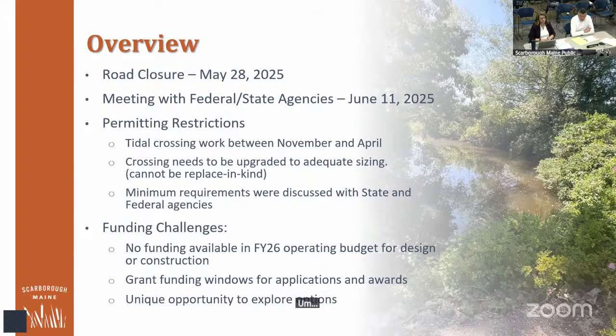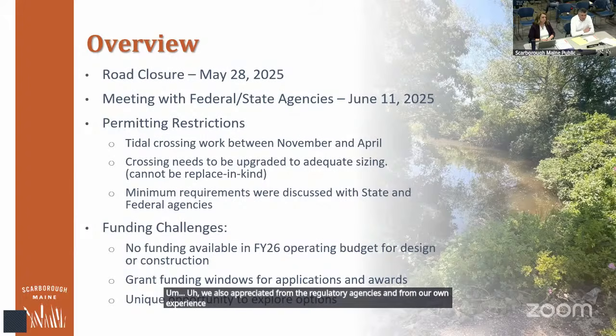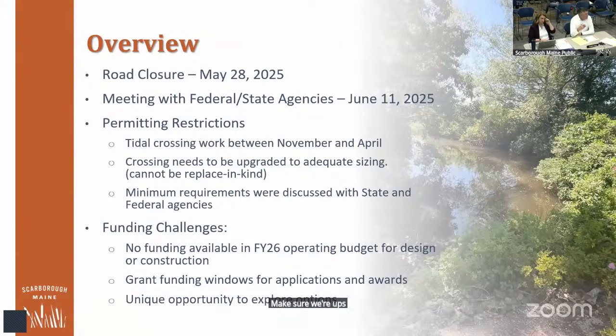We also appreciated from the regulatory agencies and from our own experience that replacing in kind is not an option. We really need to, as part of this, make sure we're upsizing and properly sizing the infrastructure to deal with the present and future conditions.